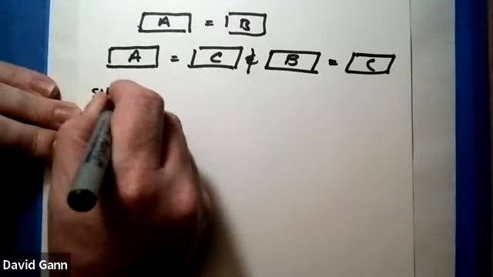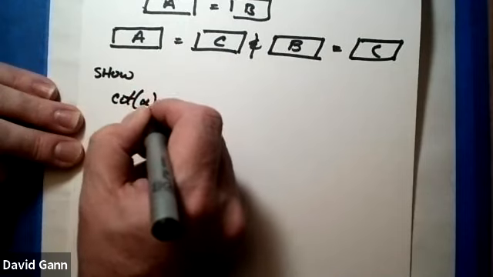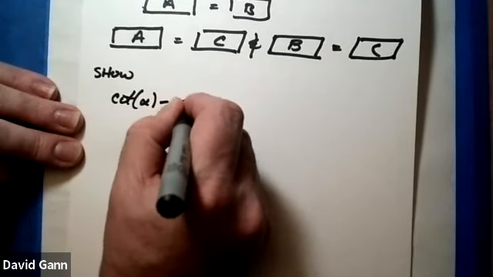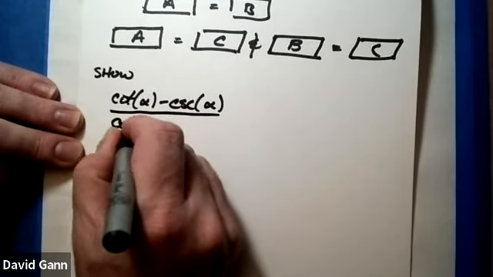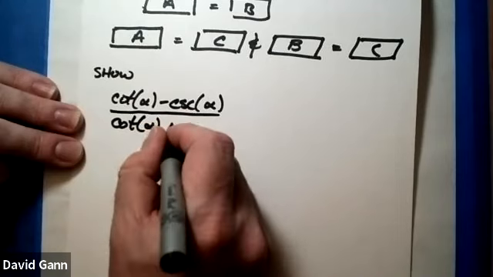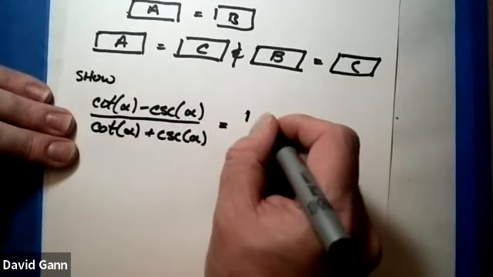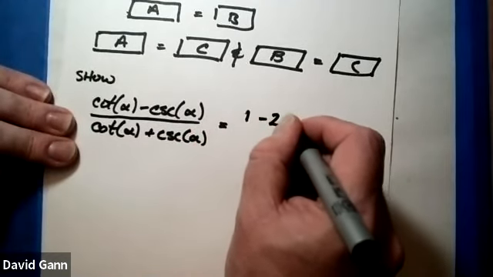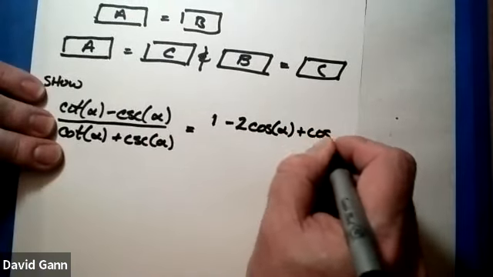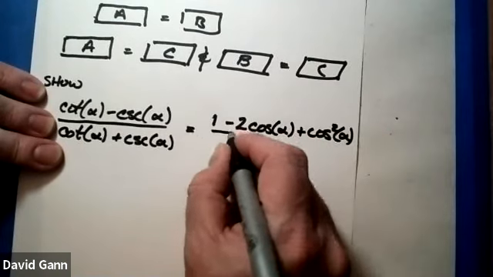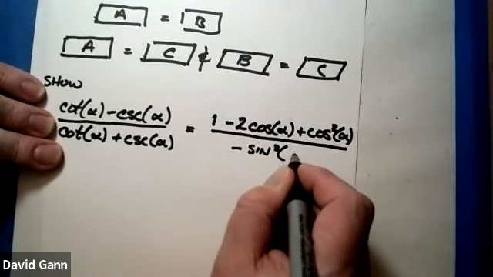Show that cotangent of alpha minus cosecant of alpha over cotangent of alpha plus cosecant of alpha is equal to the expression 1 minus 2 times cosine of alpha plus cosine squared of alpha all over minus sine squared of alpha.